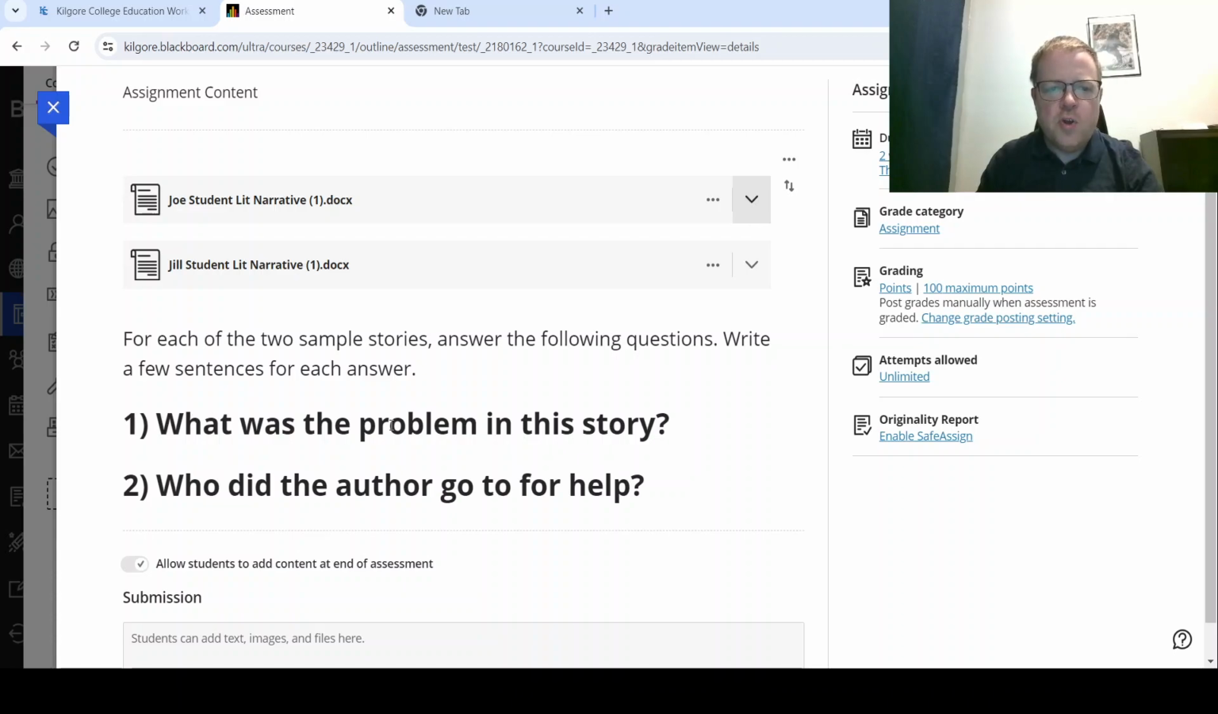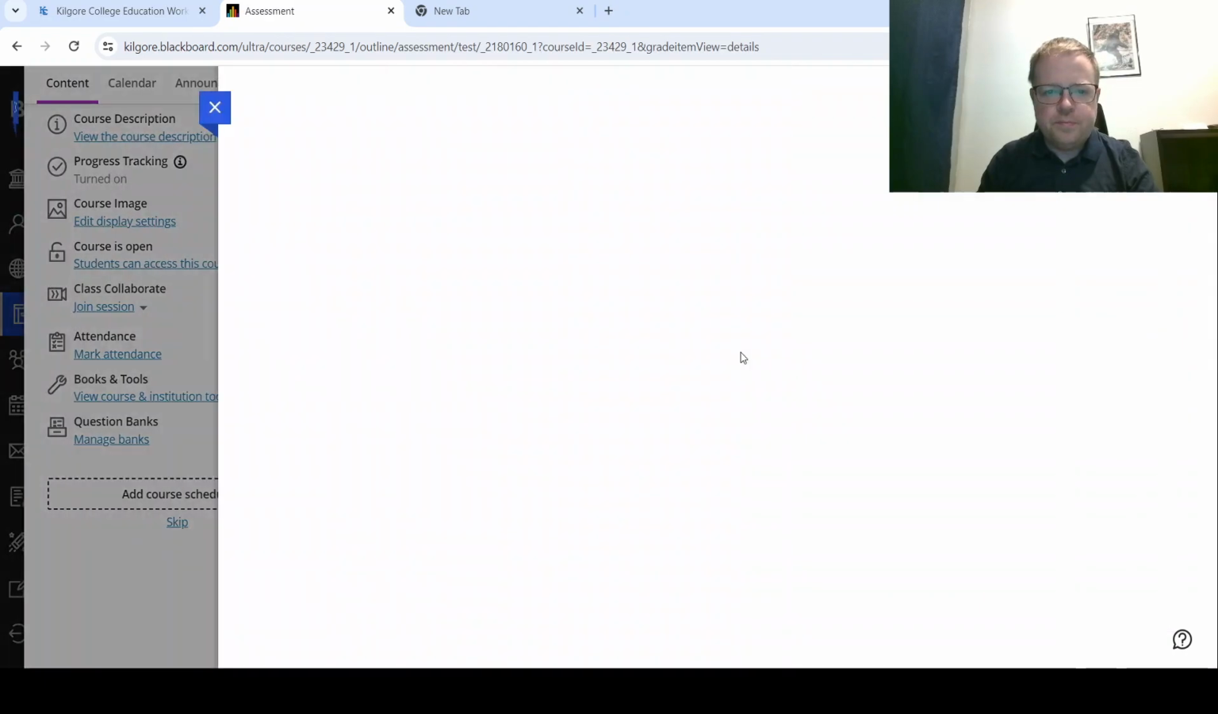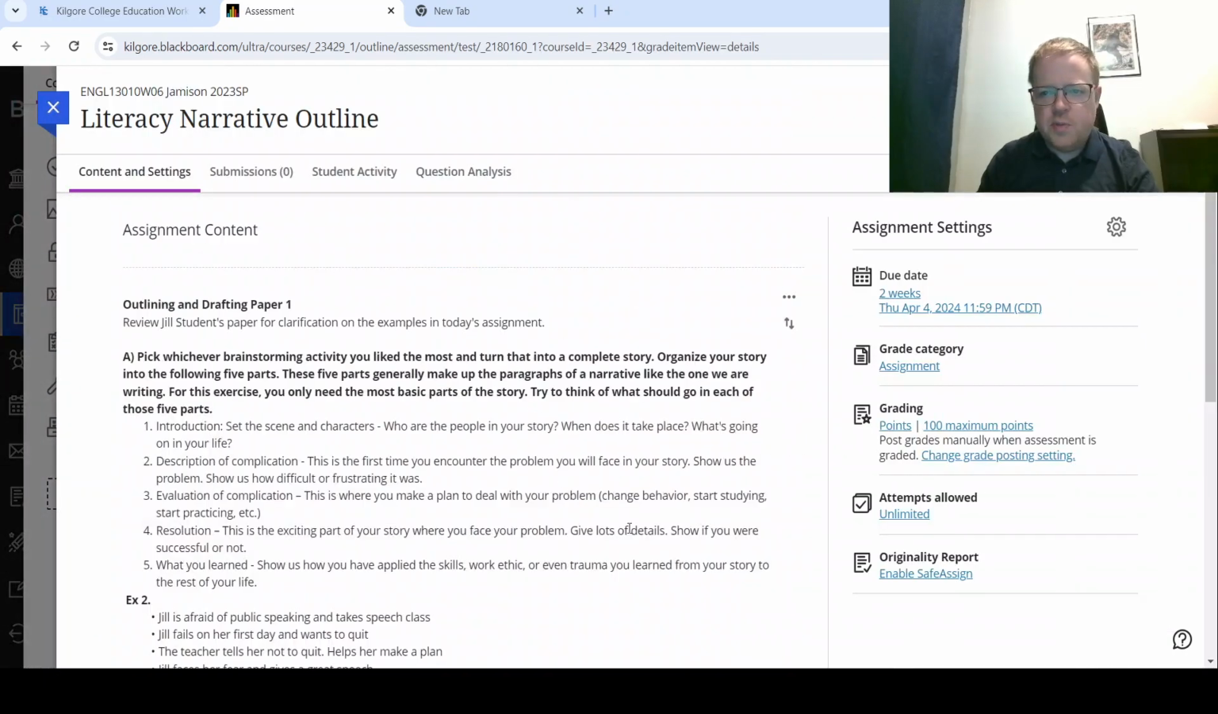For each one, tell me what the problem in this story is. And then also tell me who did the author go to for help. So you should end up with 4 answers altogether, 2 for this one, 2 for this one. So make sure you read both very thoroughly and make sure you answer those. These will help you immensely when you're going and actually writing your stories. Okay, the next thing that you'll need to do is an outline. Both of these, by the way, are due on Thursday the 4th.